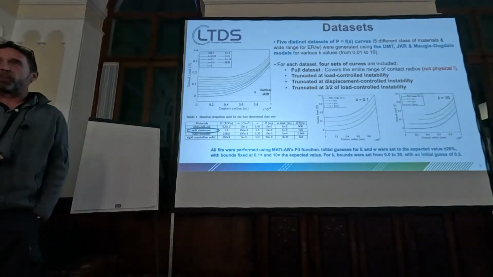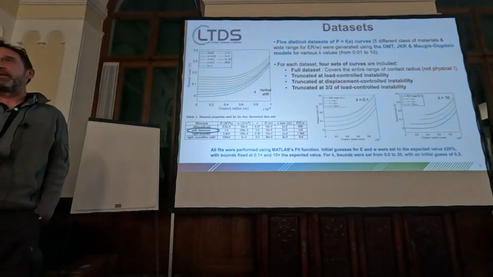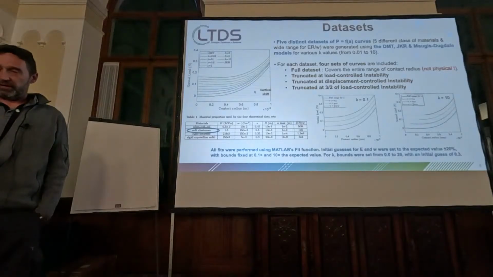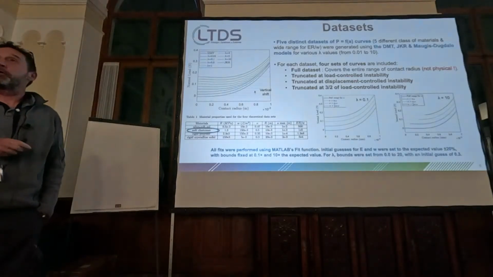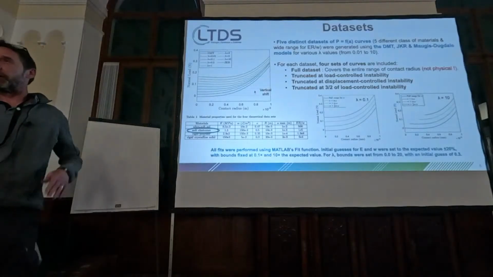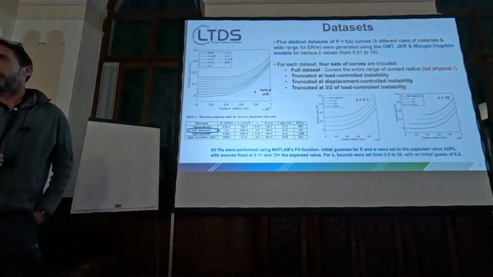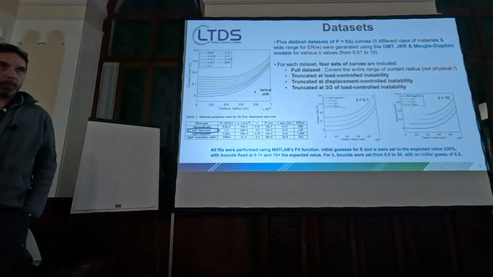I was just wondering, when you have this reference value that you're comparing with, how did you get it? I just apply the Maugis-Dugdale model for different ranges of radius of curvature and calculate the normal law. Great, thank you, speaker again.